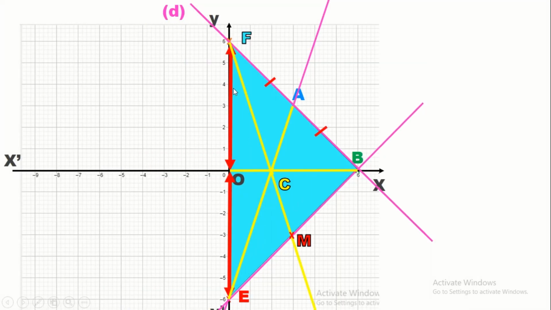If we join CF, isn't it issued from the vertex F and passing through the centroid C of this triangle? We have just proved that C is the centroid, or center of gravity, for triangle BEF. Now the third line, which is passing through this point issued from the vertex, isn't it the third median? Then it will cut BE exactly at its midpoint M.